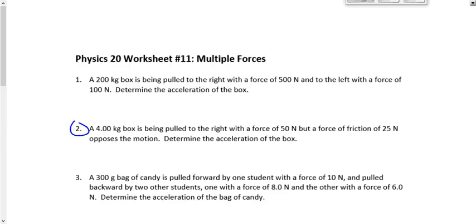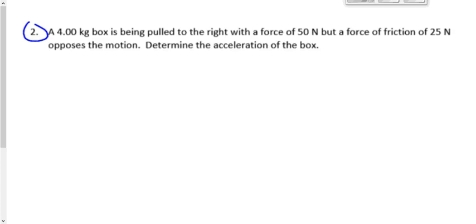We had a worksheet for homework last night, worksheet number 11, questions 1 to 6. I want to do 3 of those questions. I want to do 2, I want to do 5, and I want to do 6 with you right now. Question number 2 says a 4-kilogram box is being pulled to the right with a force of 50 newtons, but a force of friction of 25 newtons opposes the motion.